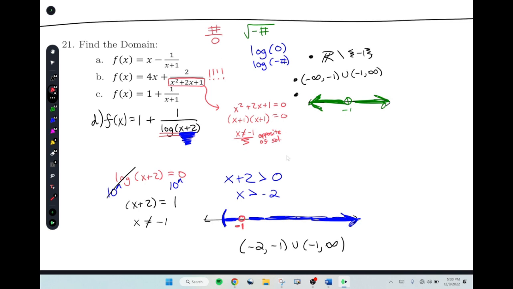So negative 1's okay for the log. Look at this. Negative 1's totally okay for the log. It just gives you the log of 1. That's fine. Bad for the fraction, because the log of 1 is 0.